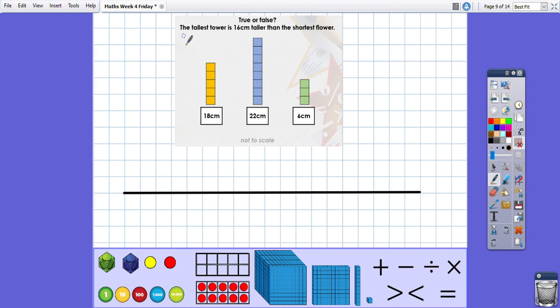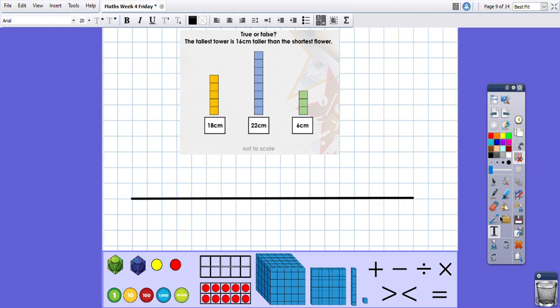True or false? The tallest tower is 16 centimetres taller than the shortest. I think that's supposed to say tower. The question's got a mistake in it. So, the tallest tower is 16 centimetres taller than the shortest. So we need to work out the difference. So the tallest tower is 22 centimetres. So I'm going to put 22 here.